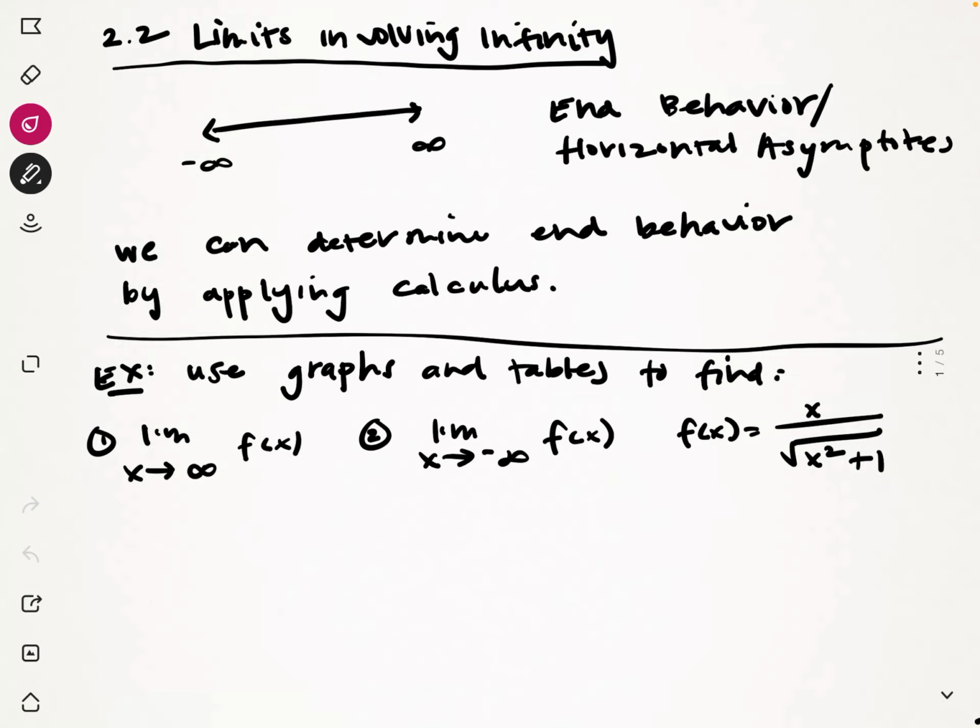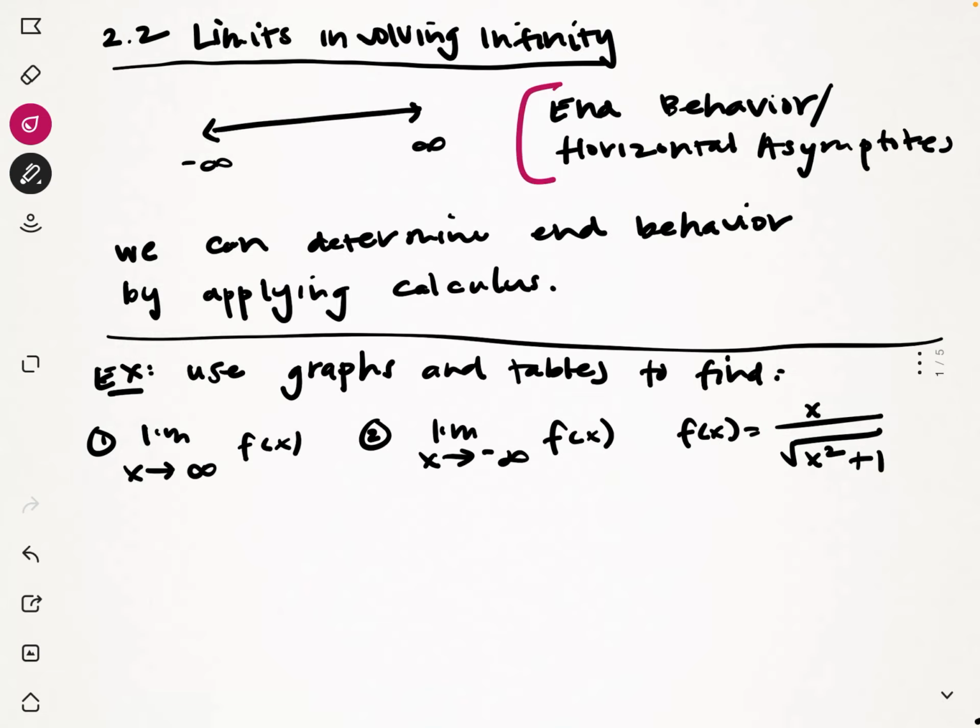So today we're talking about limits involving infinity, and these are important because they describe two things you talked about in Algebra 2 and also in pre-calculus: end behavior and horizontal asymptotes. If we can find what happens to our function as we approach infinity and negative infinity, it tells us exactly about our end behavior and our horizontal asymptotes. So we can look at these from a calculus perspective.